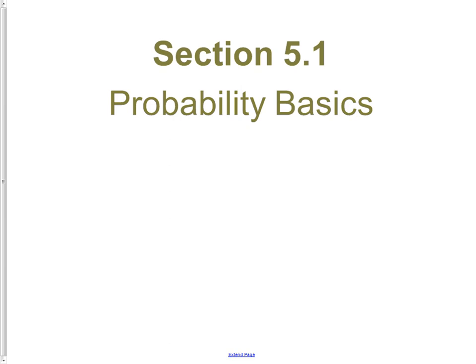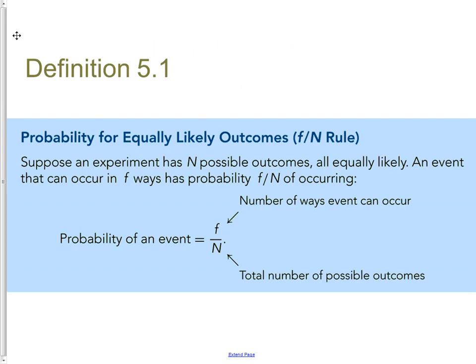One of the first principles that we have to know about probability is its definition, and we define it this way. What is the probability for equally likely outcomes? Let's suppose we have an experiment that has n possible outcomes. All of those outcomes are equally likely. Well, an event that can occur in f ways has a probability of f over n of occurring.